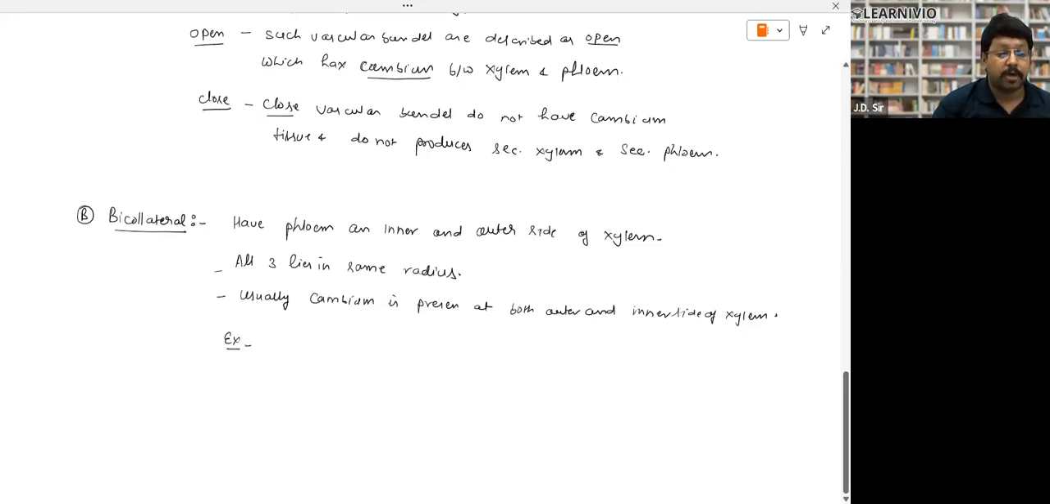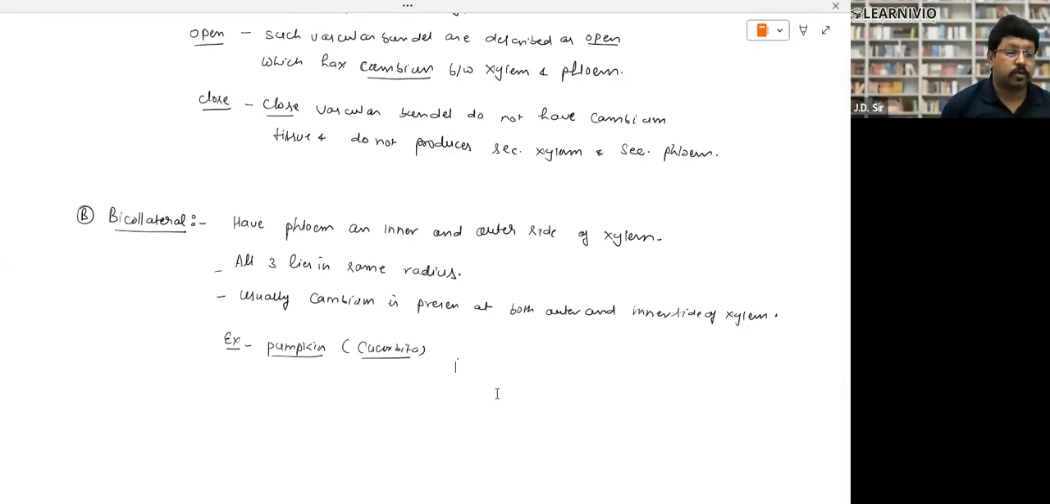They are found in cucurbita, pumpkin, right? Pumpkin is known as cucurbita, Cucurbita pepo, basically. So in cucurbita, it is found where it transports a large amount of food. Clear? Yes, sir.